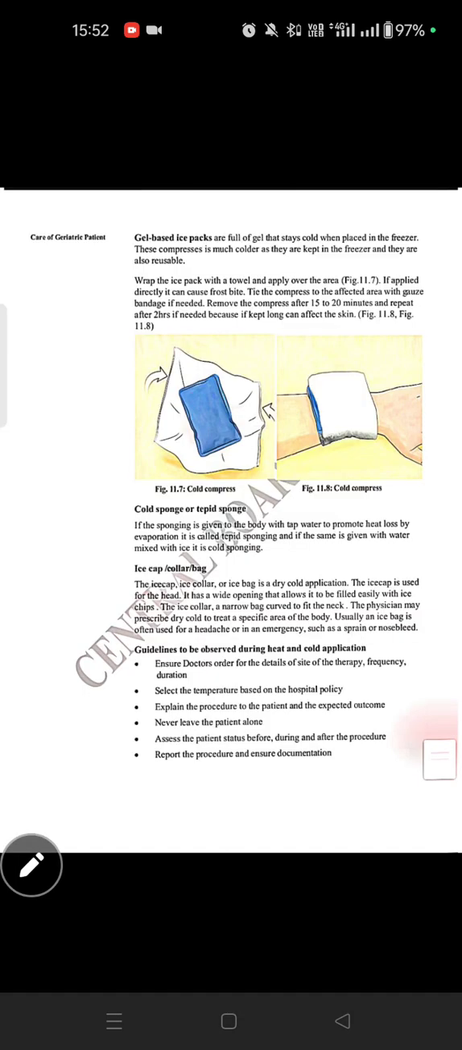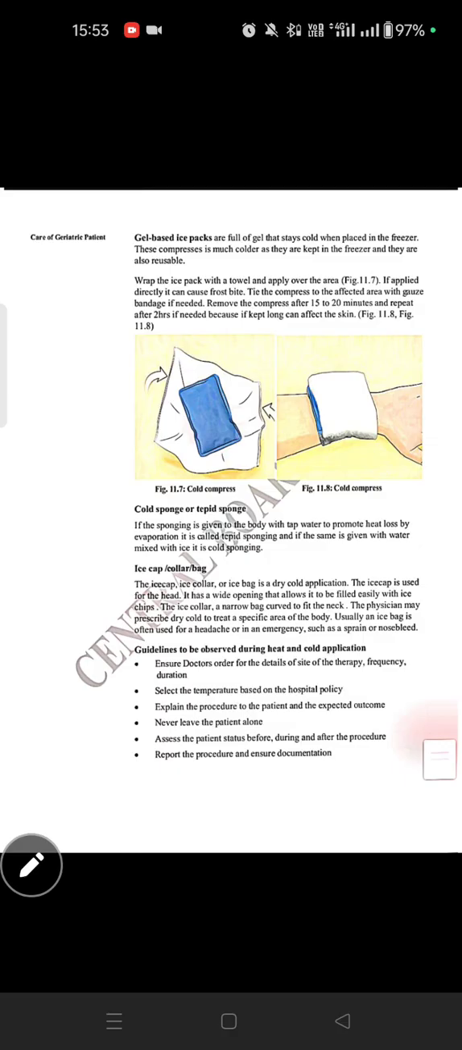Then we have gel based packs. Gel based packs are what we use everywhere nowadays. Always keep the gel pack in the freezer. Then we can take it and keep it for 15 to 20 minutes, and repeat it over 2 hours. Then your swelling will be reduced.